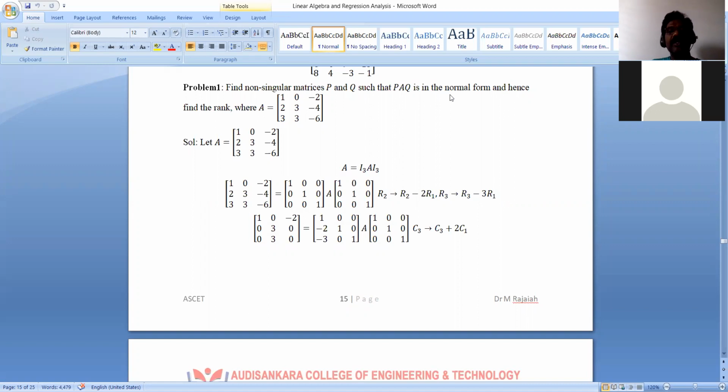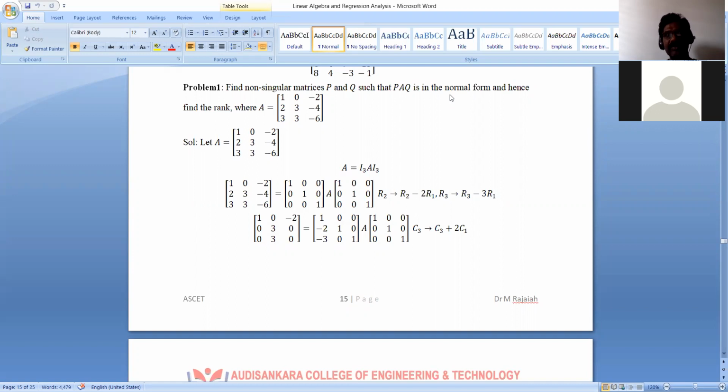Today, we are going to discuss finding non-singular matrices P and Q by using normal form, and find the rank of the given matrix by using normal form. Here, the basic concept in the PAQ form is that the given matrix capital A can be written as pre and post multiplier of identity matrix.